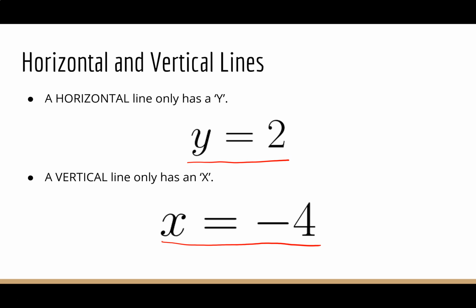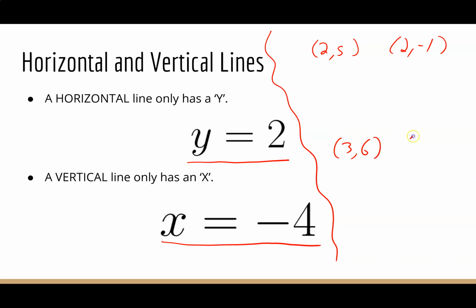So a quick example of what I mean by that. Let's say we have the points (2, 5) and (2, -1). And that's going to be one problem. Our other problem is going to be, let me separate this, (3, 6) and (1, 6).